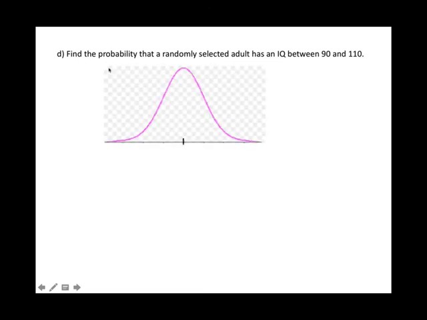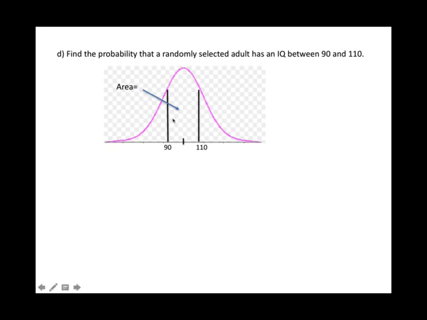Last one, find the probability that a randomly selected adult has an IQ between 90 and 110. What are we looking for? Are we looking for the z-score, the x, or the area? We are looking for the area, right? Since they're finding the probability. Probability means the area. So the IQ between 90 and 110. Okay, find the area in between.